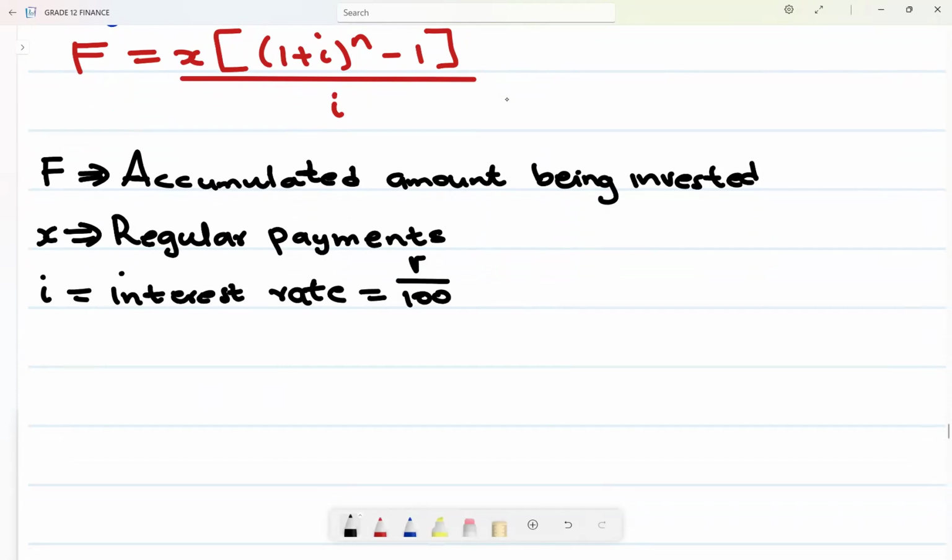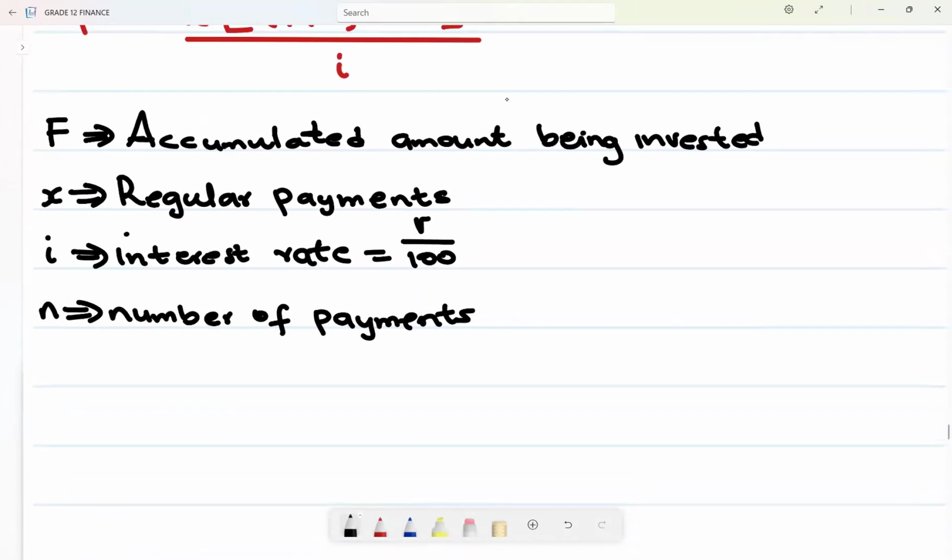This is the interest. And then the n here, please take note. This n does not refer to the number of months per se, it refers to the number of payments. The number of payments that you're going to do. Very, very important. So I have X, i, and I feel like we are cool.